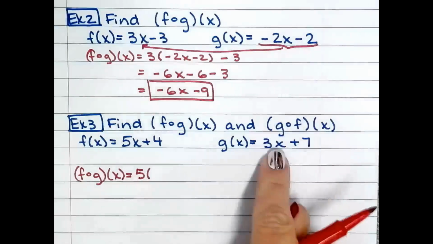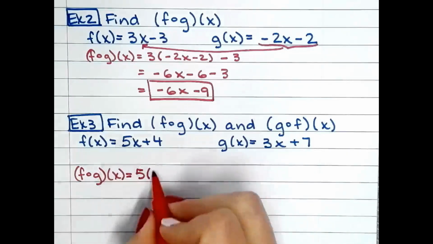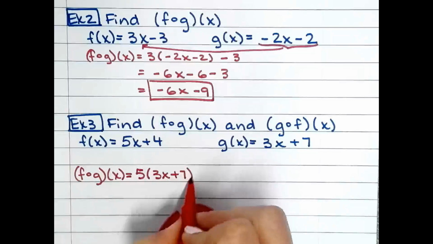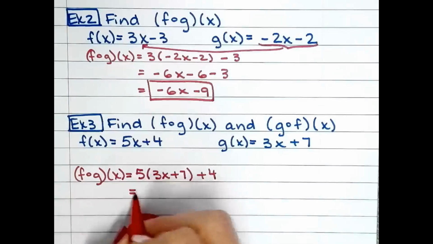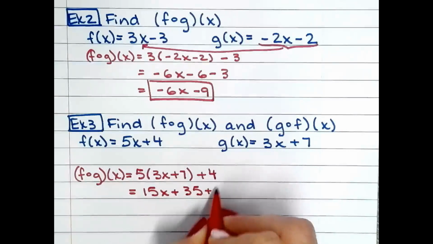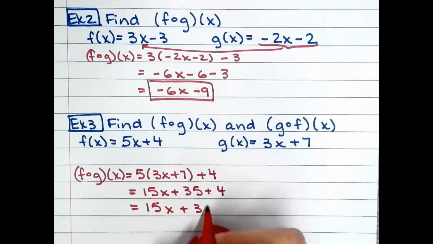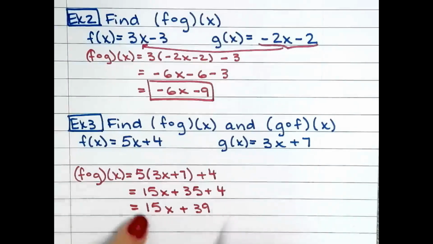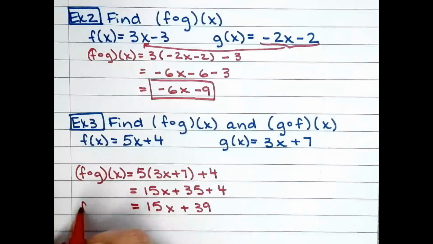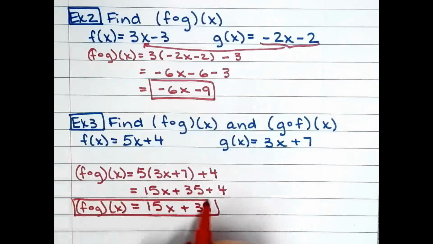5. Substitute the whole function right there for X. Distribute. Simplify. So this is F compose G of X. I am boxing the whole thing because I have 2 questions I have to answer.